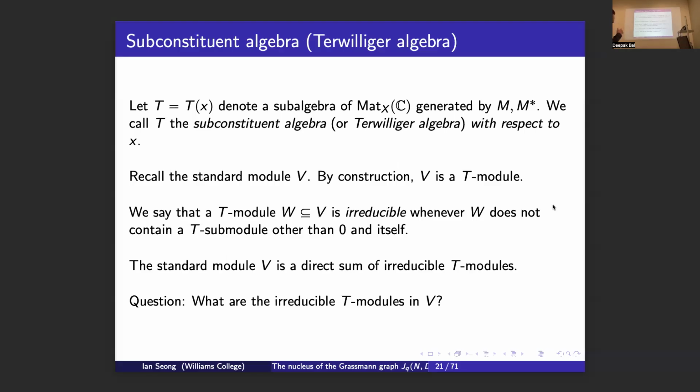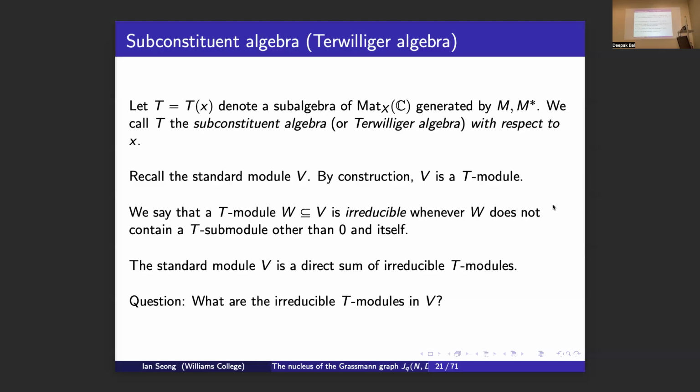All right. Okay, so we have this Terwilliger algebra. Now we recall the standard module V. It was a vector space where each row was indexed by the vertices of the vertex set. And by construction, V is going to be a T module. So the matrices in T are going to act on this vector space V. Now, we say that a T module W inside V is irreducible whenever W does not contain a T submodule other than 0 and itself. So basically, we cannot break W down any further. That's when we say that W is irreducible.